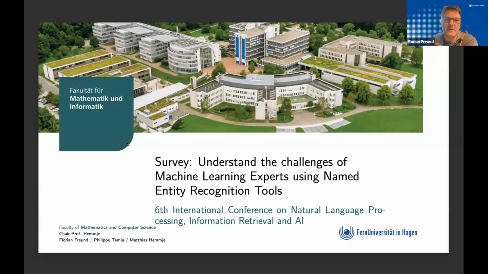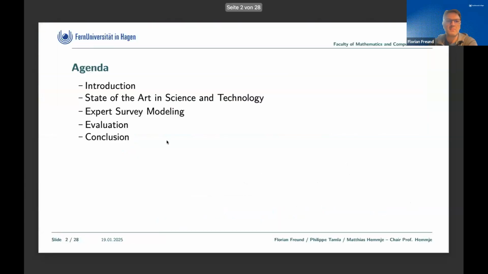I will tell you something about our survey to understand the challenges of machine learning experts using named entity recognition tools. First, a brief introduction. Then I will tell you something about the state of the art in science and technology. Then I'll present the expert survey modeling, then the evaluation, and at the end, a conclusion.